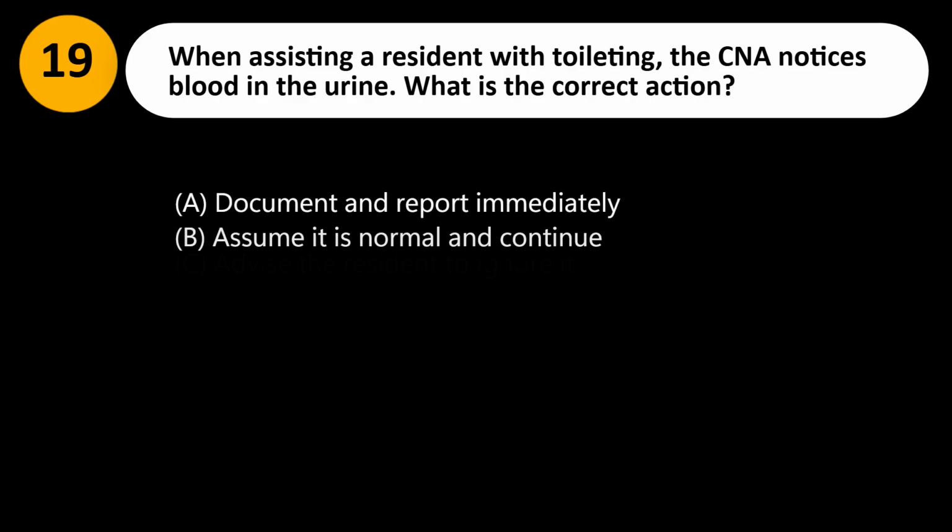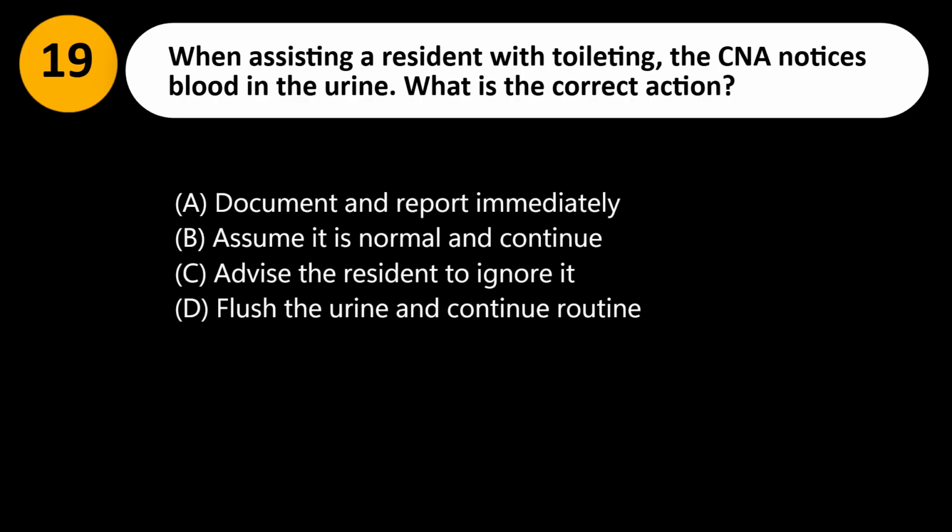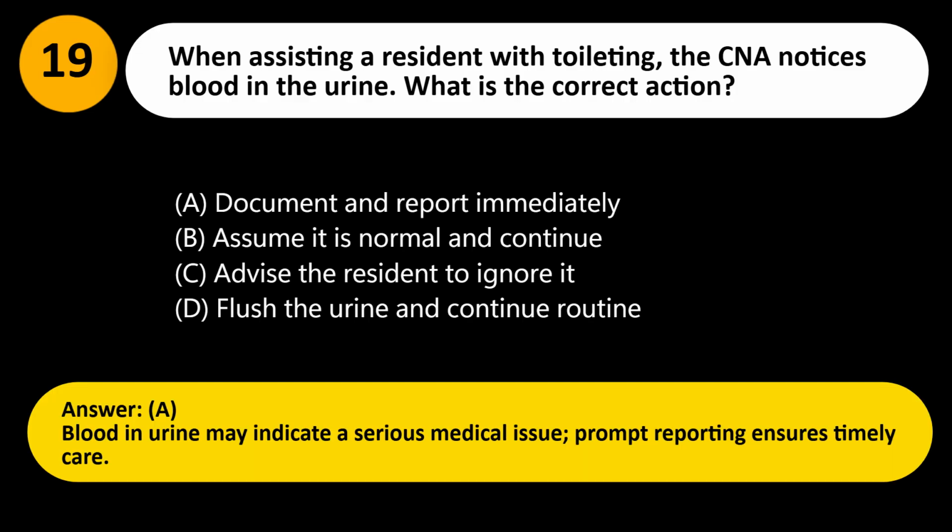When assisting a resident with toileting, the CNA notices blood in the urine. What is the correct action? A. Document and report immediately. B. Assume it is normal and continue. C. Advise the resident to ignore it. D. Flush the urine and continue routine. Answer: A. Blood in urine may indicate a serious medical issue. Prompt reporting ensures timely care.